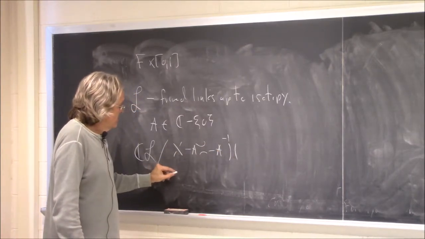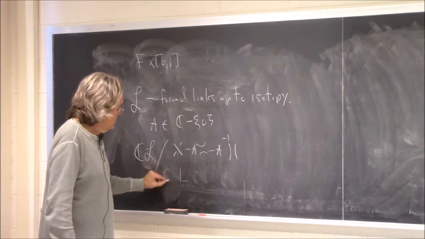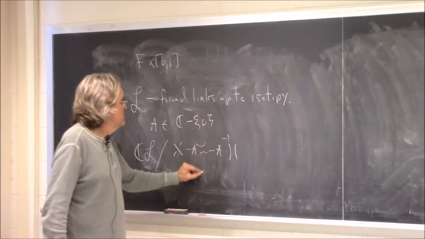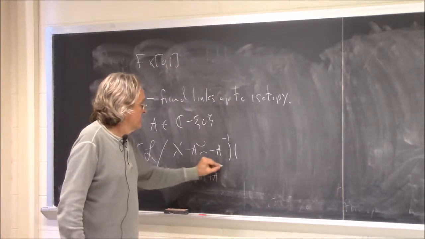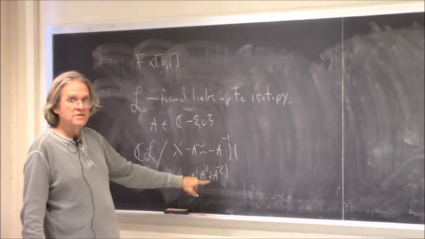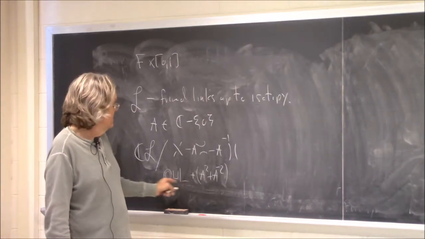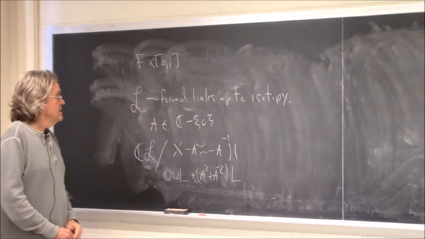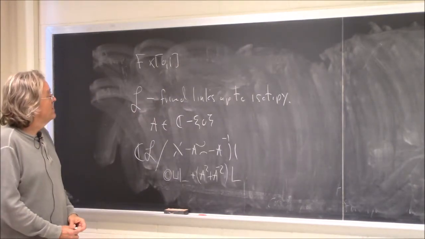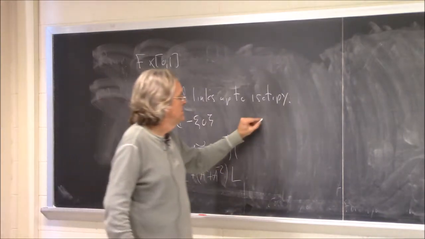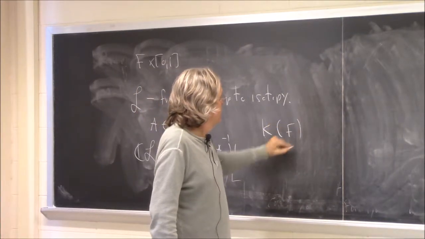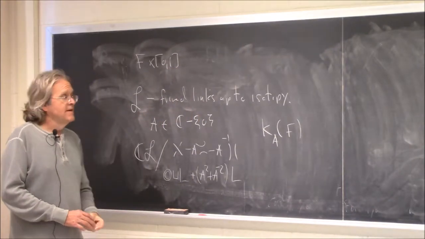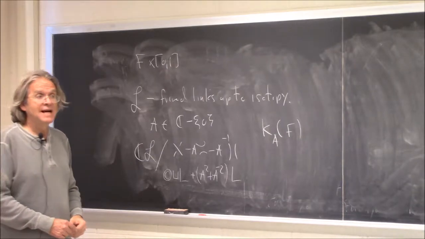And whenever you have a framed link and somewhere in it you see a zero framed circle, then you can replace that by this number, which when A is plus or minus 1 is just 2, which is the trace of the identity matrix, times L. And that is the Kauffman bracket Skein module of F at that value of A. But in fact, it's an algebra under stacking.